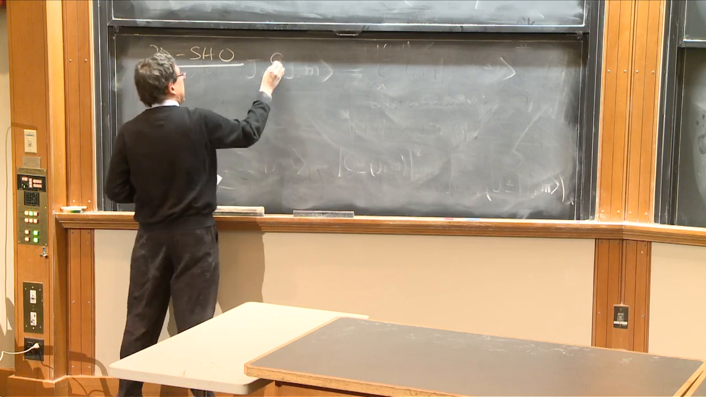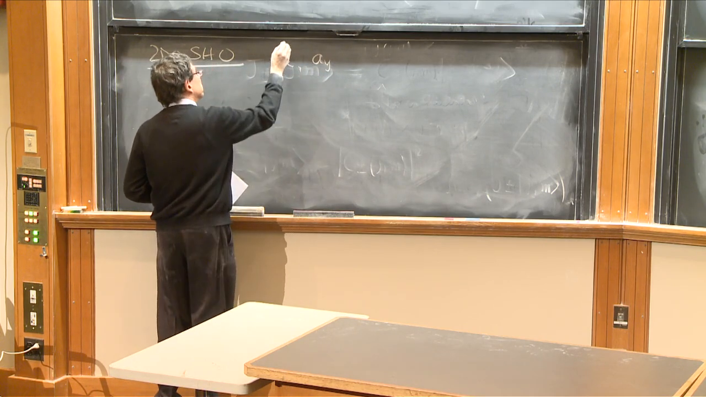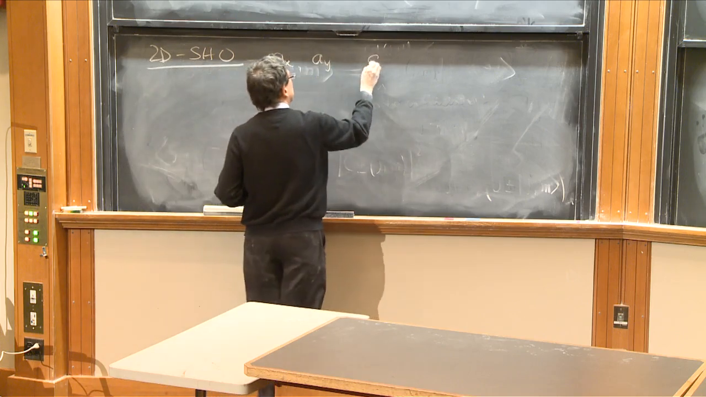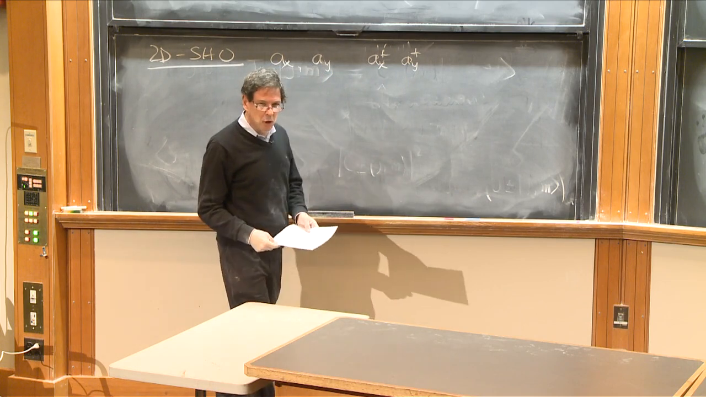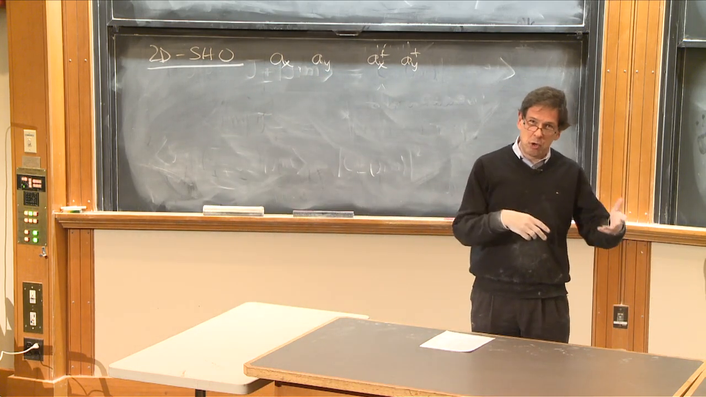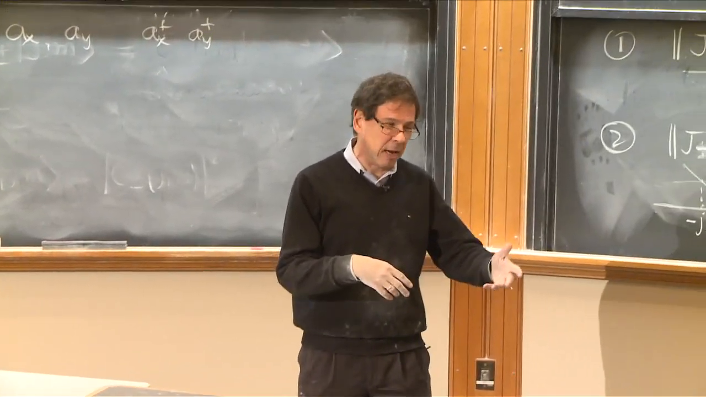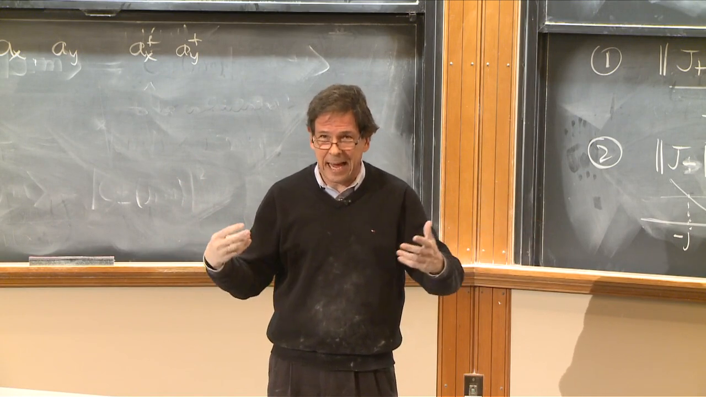You have a_x's and a_y's and a daggers, and a_y daggers. And this should seem very strange. What are we talking about? A two-dimensional oscillator after talking about three-dimensional angular momentum and all that.